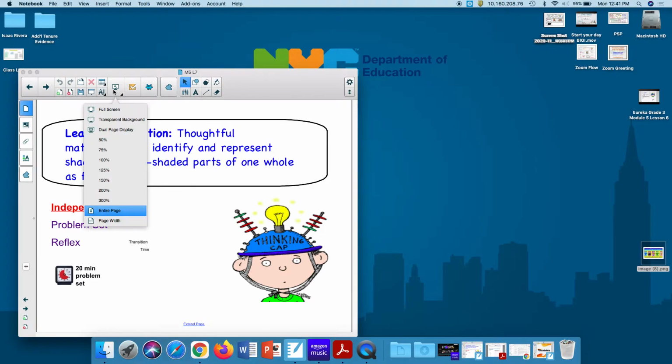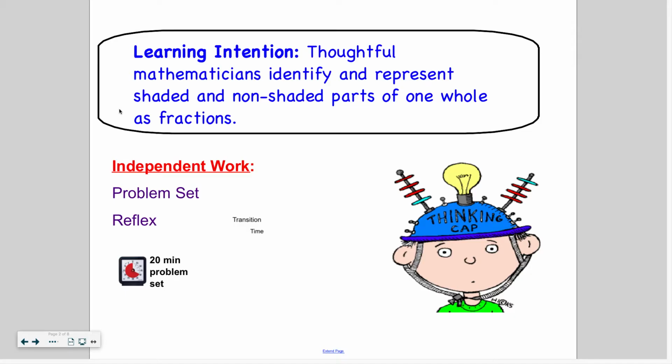Hi scholars, today we're completing Module 5, Lesson 7. Thoughtful mathematicians identify and represent shaded and non-shaded parts of one whole as fractions.